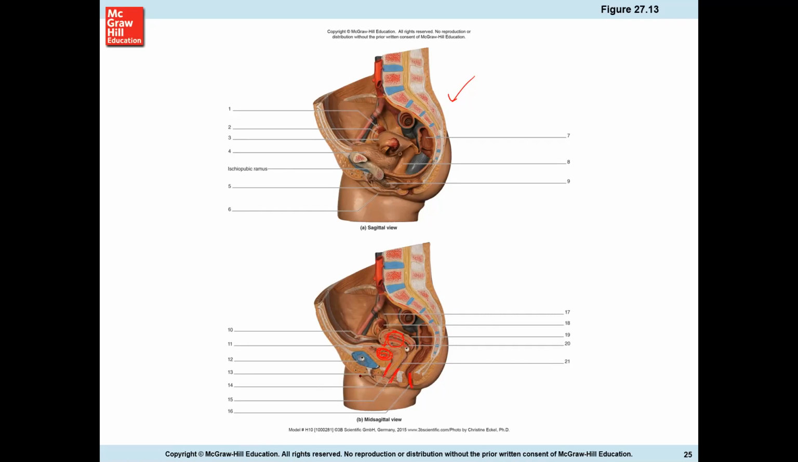And we'll go through the external anatomy, like the mons pubis and the labia majora and the labia minora, the vestibule, the clitoris. And then again, you can see the fimbriae and the ovary and the uterine tube here as well. So remember, the reproductive organs of the female are inside the cavity. And we'll go through these.